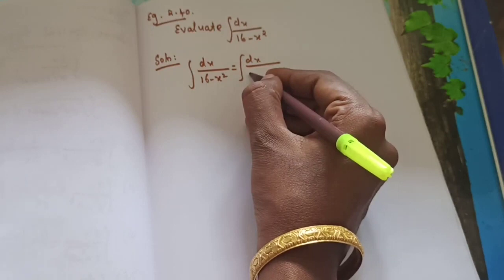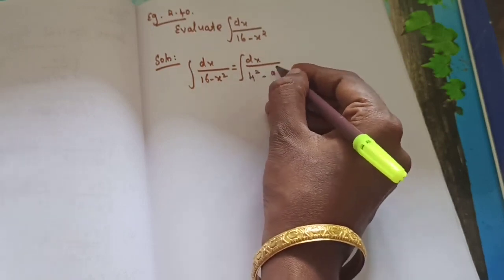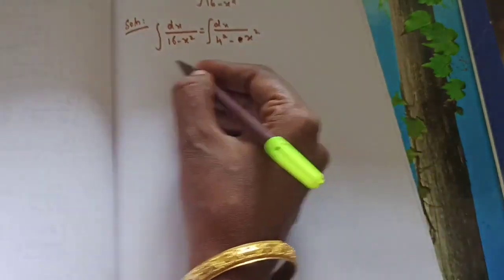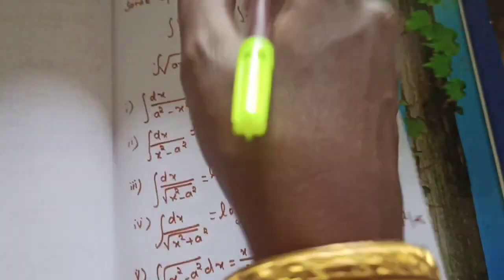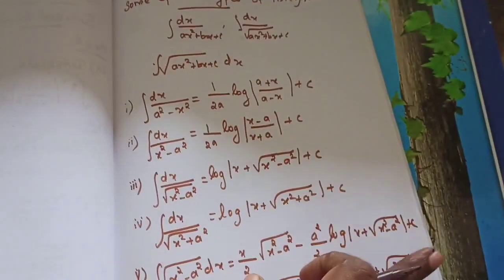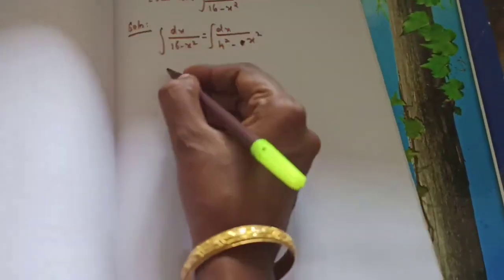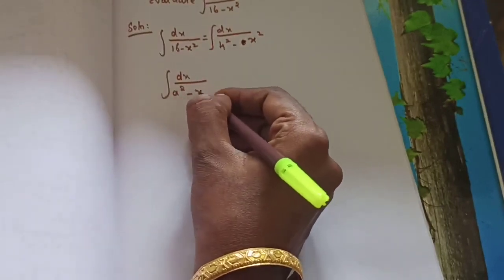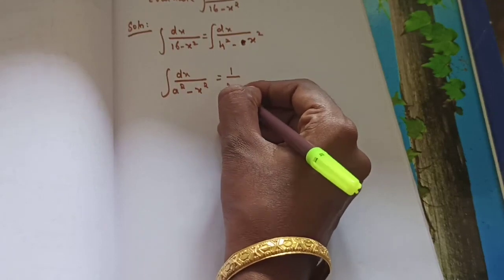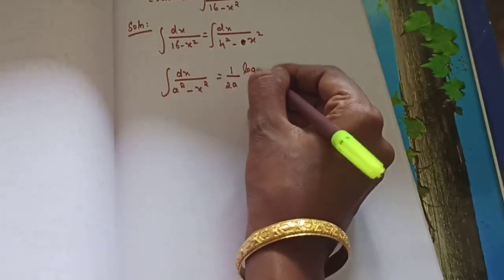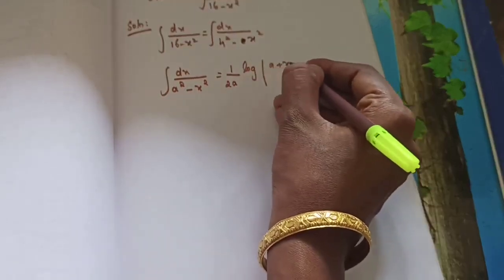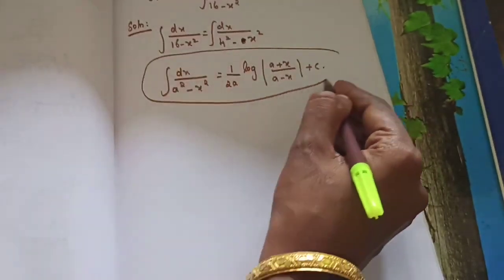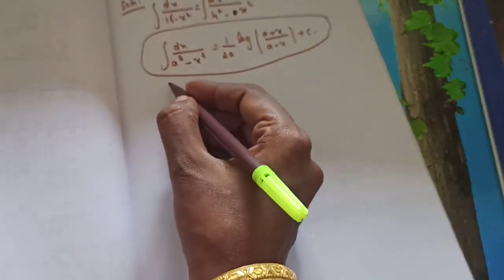So here we can change like this: dx divided by 16, how will you write it? a square, 4 square minus x square. Now what form is it in? Shall we see from the formula? It is a square minus x square form, so we will use the first formula here. The formula is integral of dx divided by a square minus x square is equal to 1 by 2a into log of modulus of a plus x divided by a minus x plus c. This is the formula we are going to use here, just substituting in the formula, that's all.